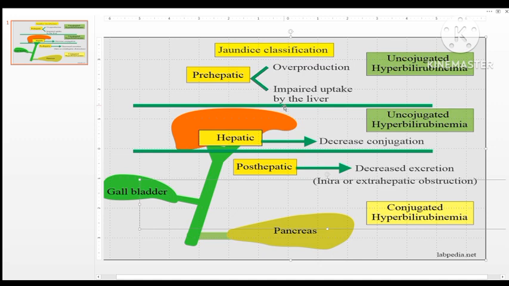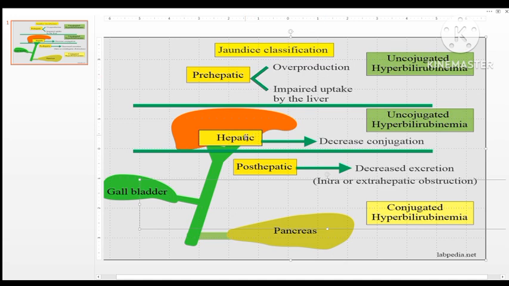If bilirubin concentration is 1 to 2 mg per dL, then it is latent jaundice. But if bilirubin concentration exceeds 2 mg per dL, then it is overt jaundice. Now, prehepatic jaundice, due to overproduction of bilirubin and impaired uptake by the liver, leads to unconjugated hyperbilirubinemia because the activity of UDP glucuronosyltransferase enzyme is not present there.